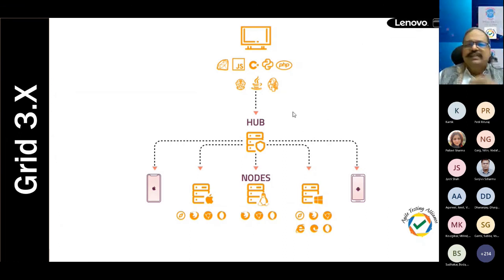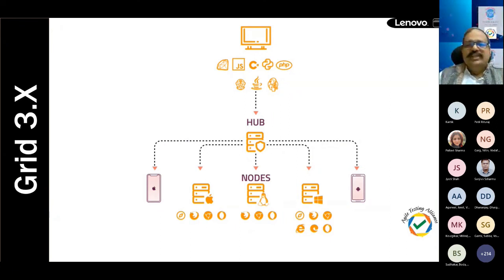If you look at the architecture of Grid 3.x, it had a hub and nodes. You can start one hub and connect multiple nodes to the hub. Then you can have a client machine which can run code in Ruby, JavaScript, C#, Python, PHP, Java, any language, and it can connect with the hub, and the code will get distributed across the different nodes which were running remotely or on VMs or anywhere. This is your Grid 3.x.